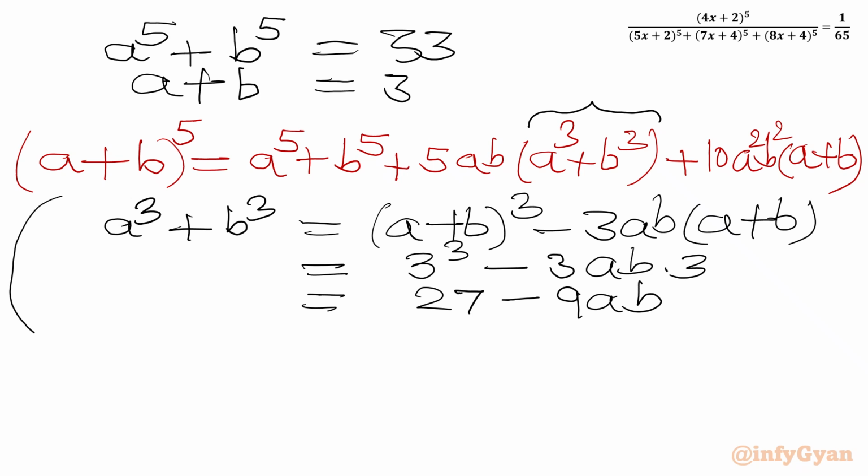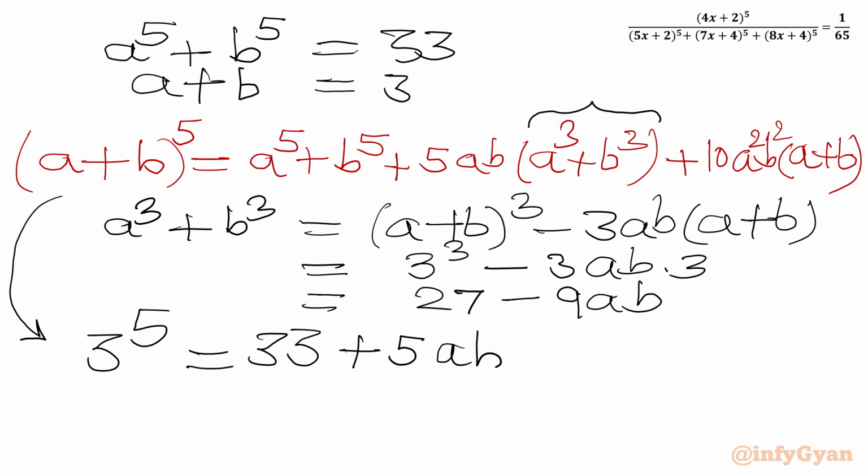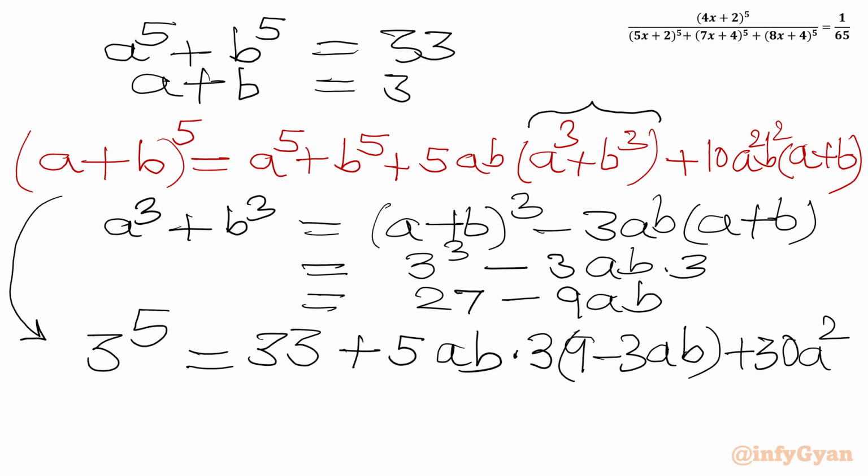Now we have to apply all the values. I will write LHS A plus B whole power 5, so I will be writing 3 power 5. RHS will be A power 5 plus B power 5, 33, plus 5AB times A cube plus B cube, which is 27 minus 9AB. Let me take 3 common out, so I will write 9 minus 3AB in the bracket. And then we have 10 times A square B square times 3, so I can write 30 A square B square.